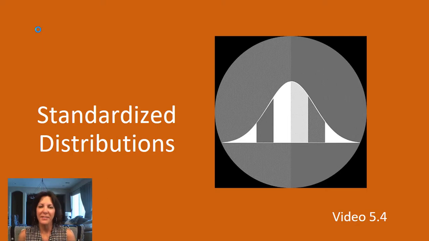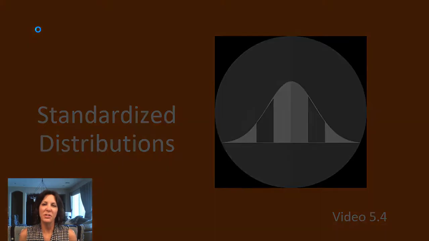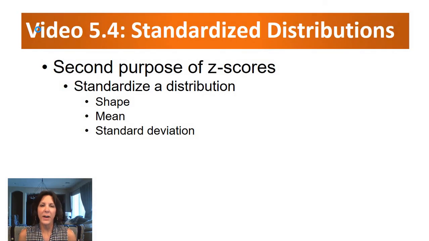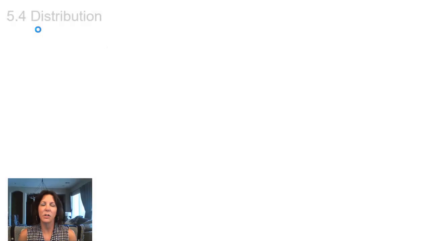Welcome back, everyone. In this video, we're going to be talking about something called standardized distributions. We have been talking about finding single z-scores within a distribution, identifying a single score. But when we standardize a whole distribution, we're basically relabeling all of the scores within the distribution. So let's take a closer look.